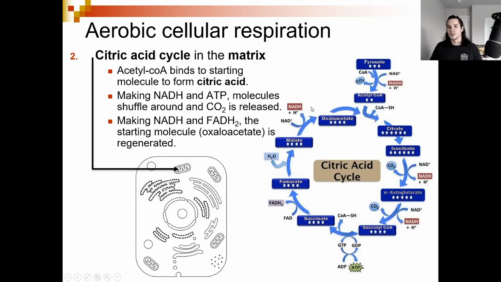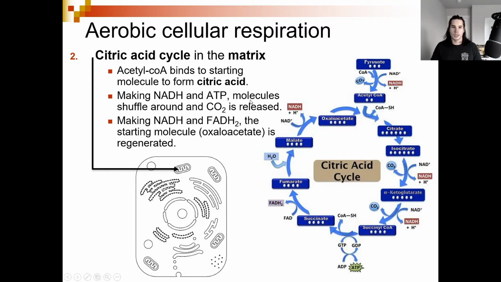You harvest a few more electrons through NADH, and then you're left with oxaloacetate, which now binds to the enzyme containing acetyl-CoA from the outside, and you just continue the cycle. All right, so let's look at this part here. So acetyl-CoA binds the starting molecule to form citric acid or citrate. Those can be used interchangeably.